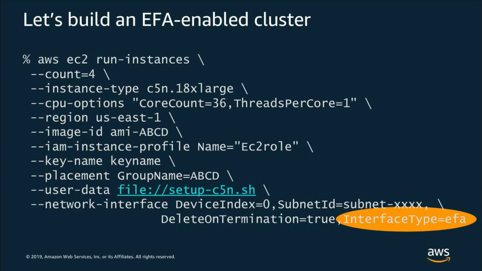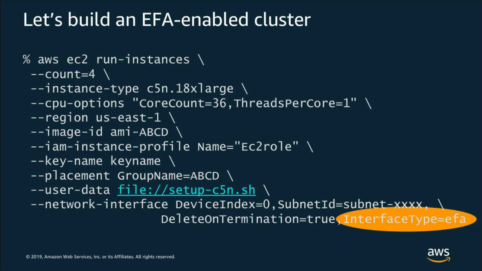Next, the region called out is US East. A real AMI ID would be required. I've added a role to the instance. A key name is used for SSH login. Both the key name and the role and the placement group, which is next, need to be created before launching the instance. Tightly coupled applications will definitely want to use a placement group.